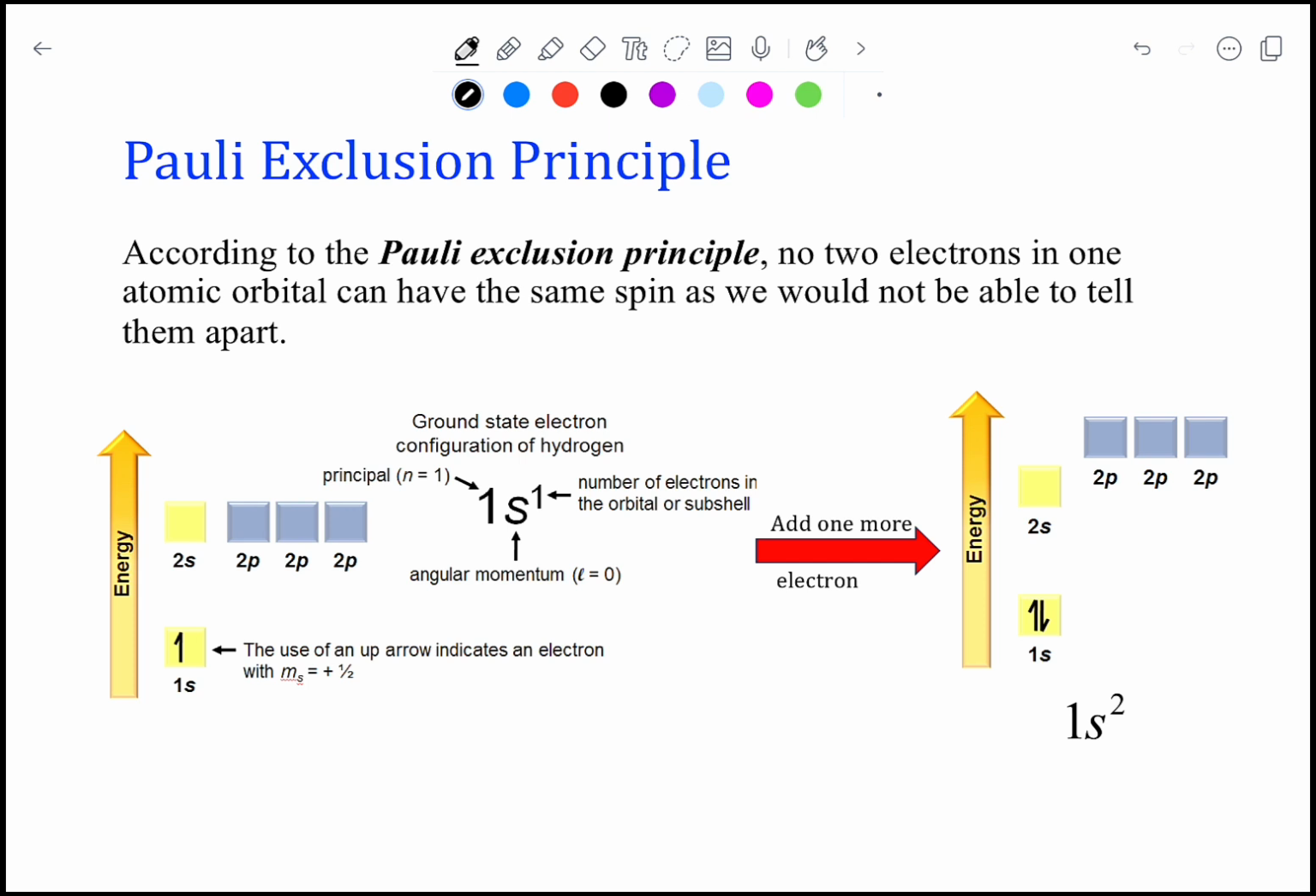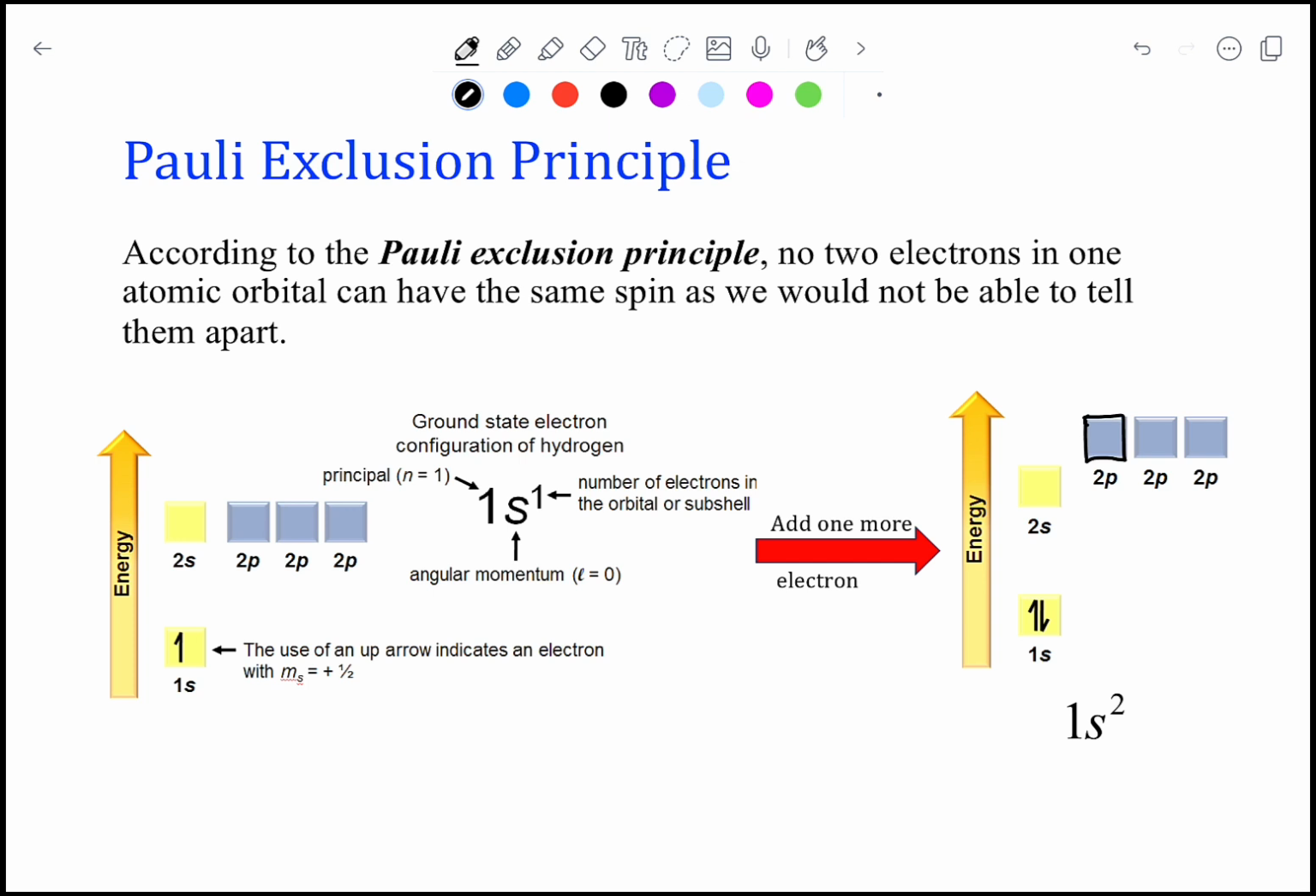The first rule is the Pauli exclusion principle. This states that no 2 electrons in one atomic orbital can have the same spin, as we would not be able to tell them apart. So in order to tell electrons apart when they're in the same box, in the same orbital, so remember when we're talking about orbitals, we're talking about one individual box, they have to be spinning opposite from each other. Remember, they repel each other because they have the same charge.